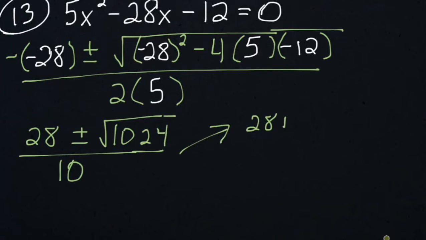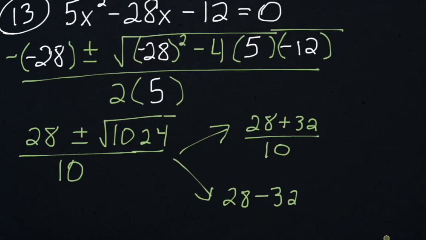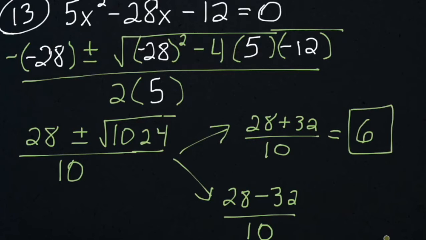So I have 28 plus 32 divided by 10. And I have 28 minus 32 divided by 10. Remember, you always have a positive case and a negative case. 28 plus 32 is 60, divided by 10 is 6. That's one of my roots. 28 minus 32, well, that's negative 4. So you end up with negative 2 over 5, because 4 over 10 reduces to 2 over 5. Don't forget your negative sign.